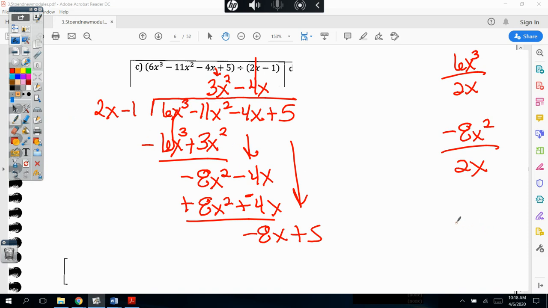Okay, last step. How many times does 2x go into negative 8x? It'll be negative 4 times. Negative 8x, this will be a plus 4, but when you change all the signs, you get a remainder of 1 again. So it's not a factor, which means it's kind of a pain to write out.